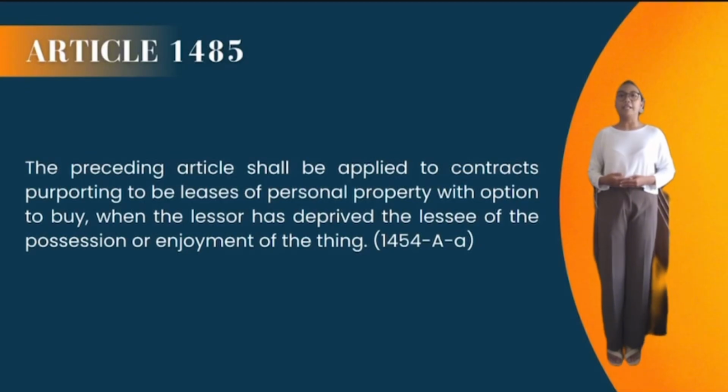Article 1485. When the lessee takes possession of and uses the property, lease contracts with an option to buy are often, in reality, installment sales of personal property. Although they may be labeled as lease agreements, the nature of the contract is usually a sale on installments. The law looks at the substance, not just the form.